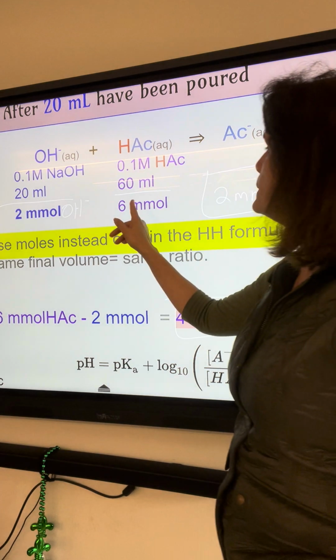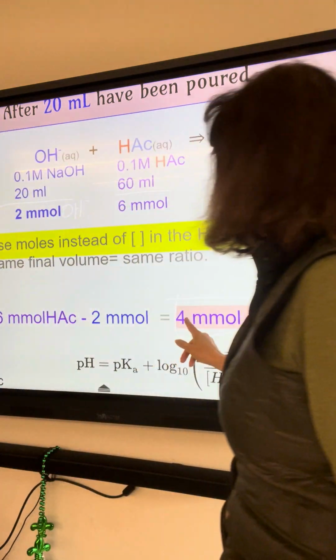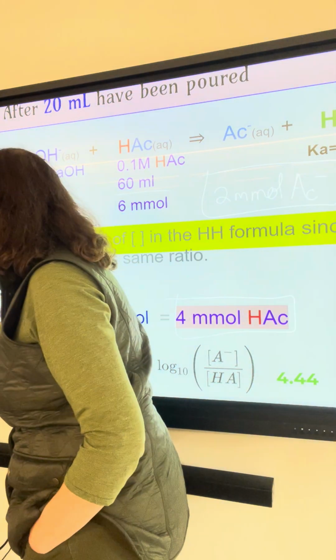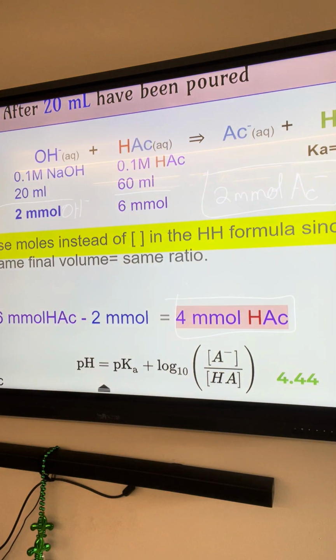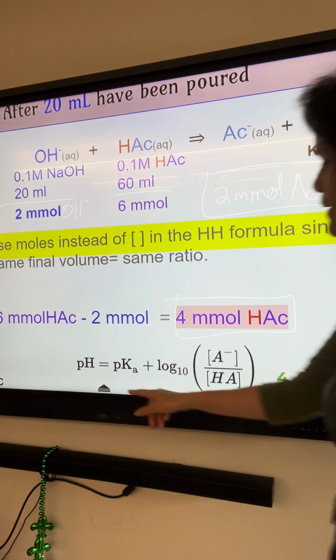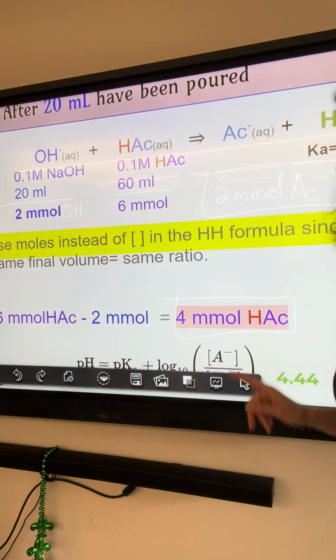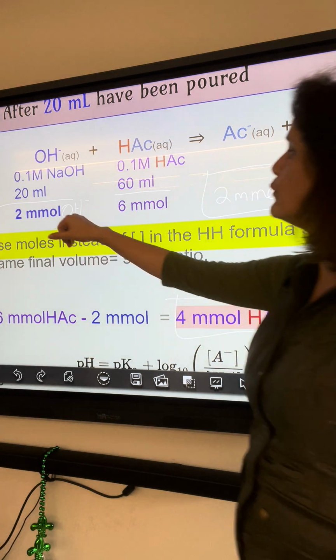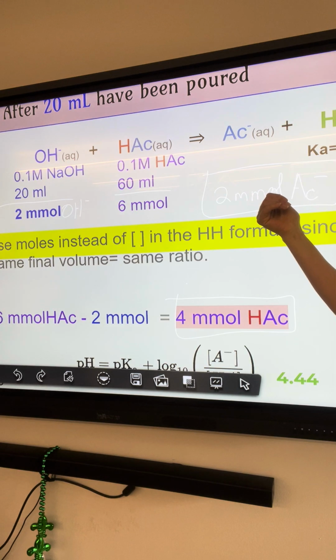You do 6 millimoles of acid, subtract the 2 OHs that were dropped, and I am left with 4 millimoles of weak acid, right? And I'm left with 2 millimoles of AC minus. In order to find the concentration, I need to divide them by the total volume. Wait, how did you get 2 millimoles of AC minus? Because for every OH that I drop, I'm left behind with an AC minus. That's the important part, the part you need to realize.